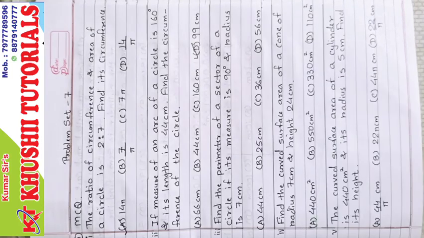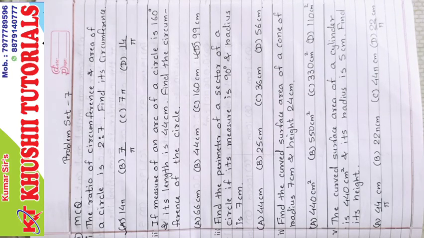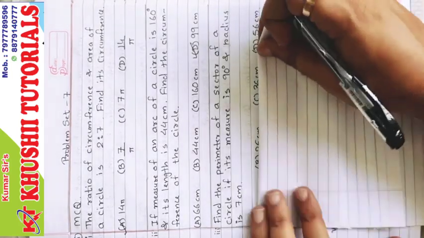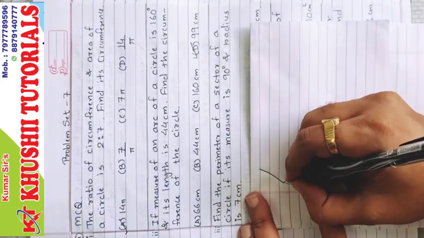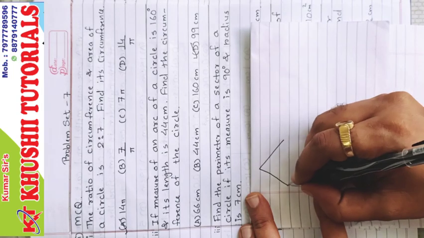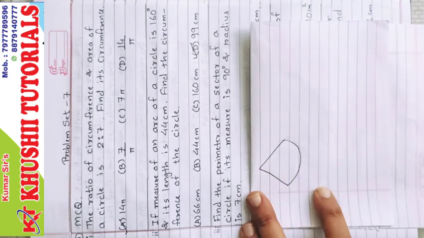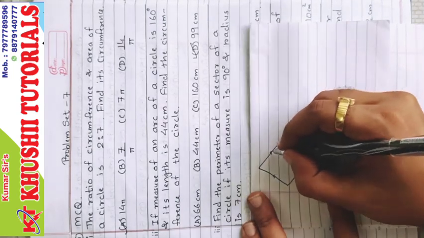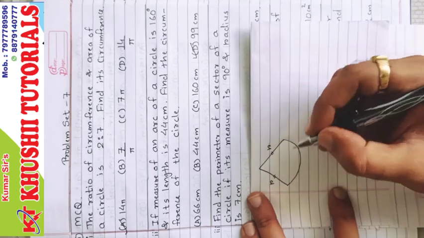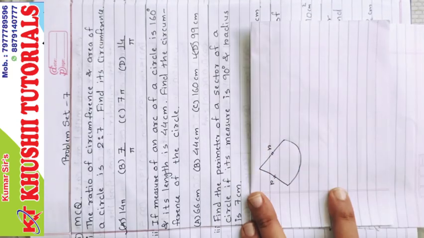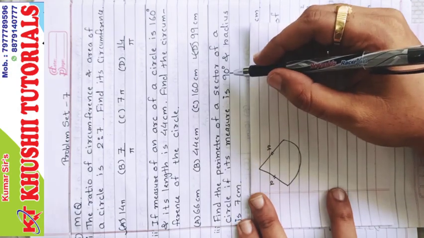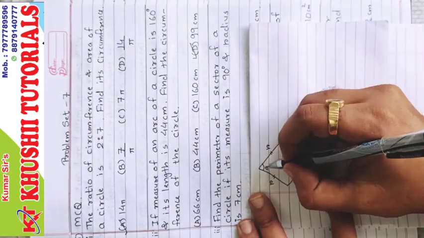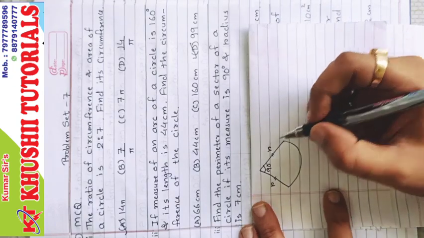Next, number 3. Find the perimeter of a sector of a circle. So first we will draw the sector. How does the sector appear? The sector appears to be like this, in which these two sides are the radius and this is the length of arc. Now we need to find the perimeter of the sector if the measure of angle is 90 degree and radius is 7.